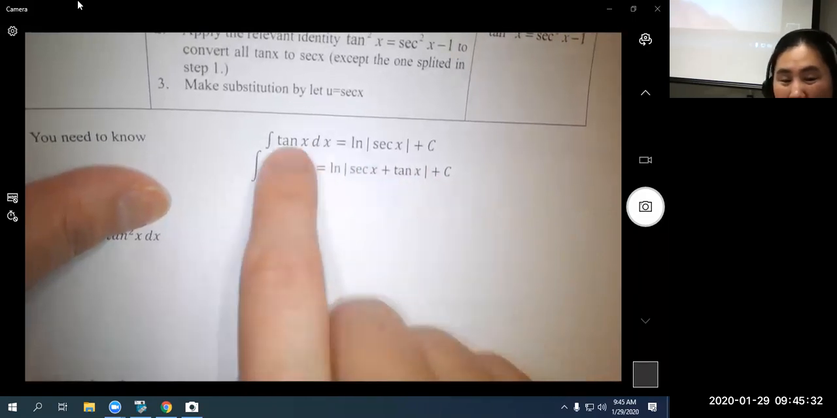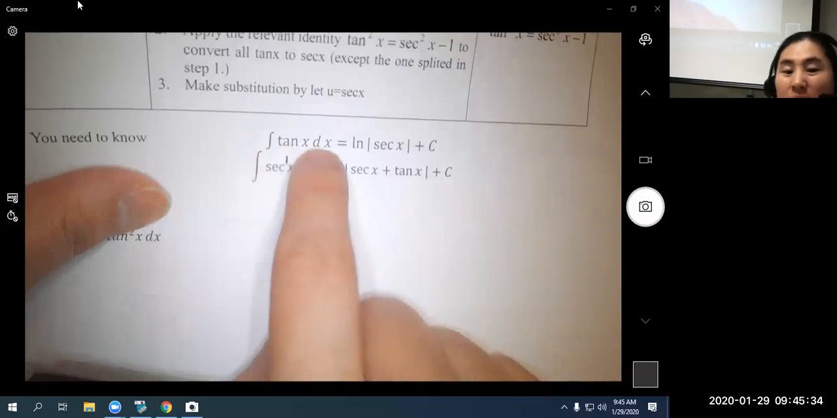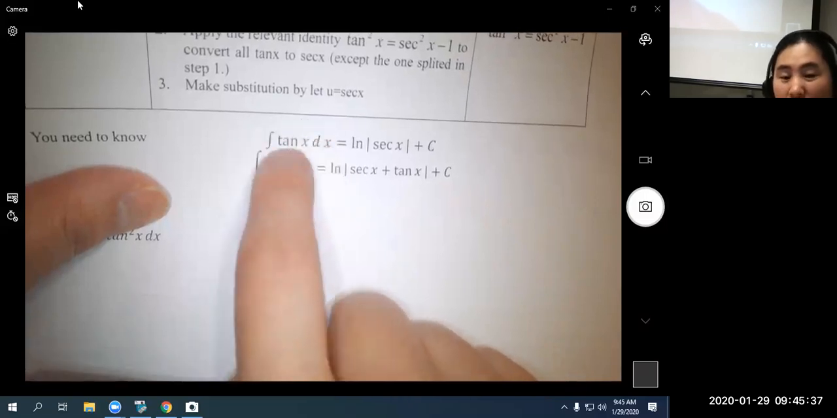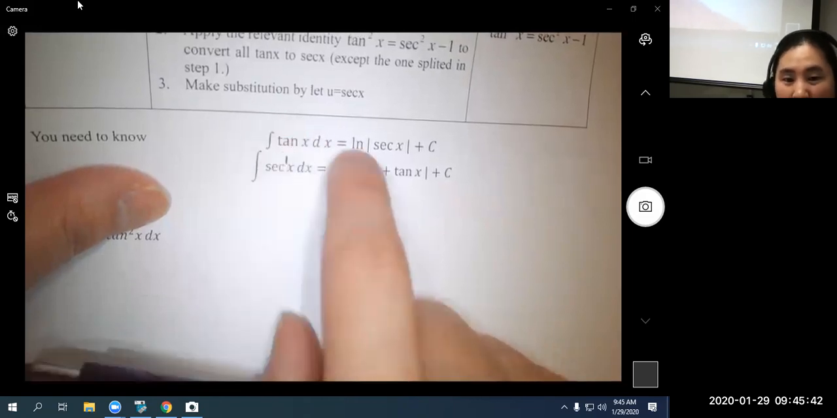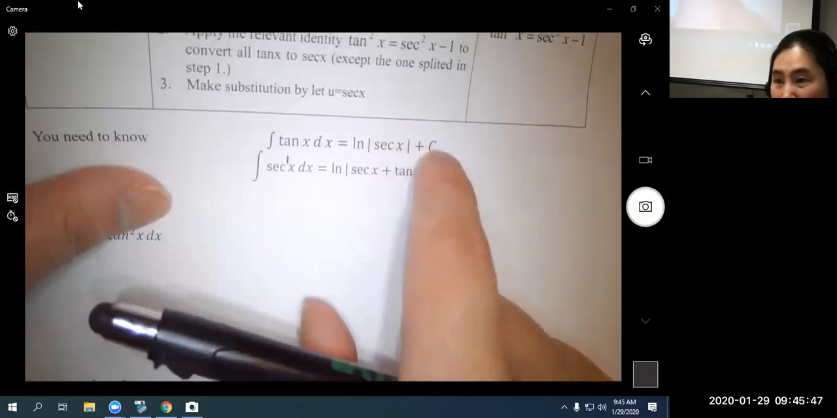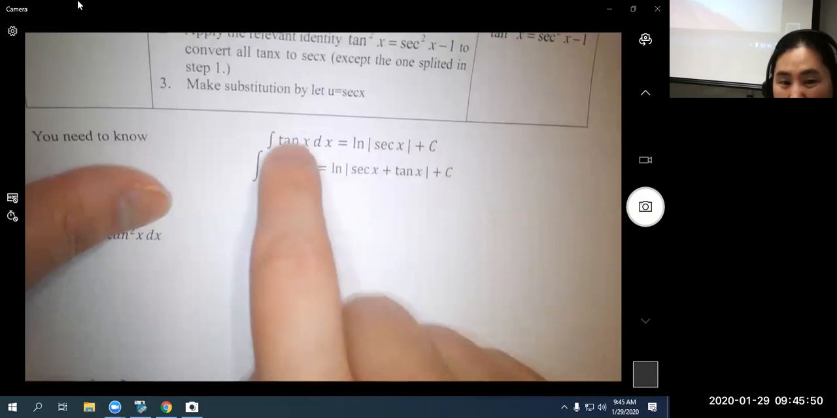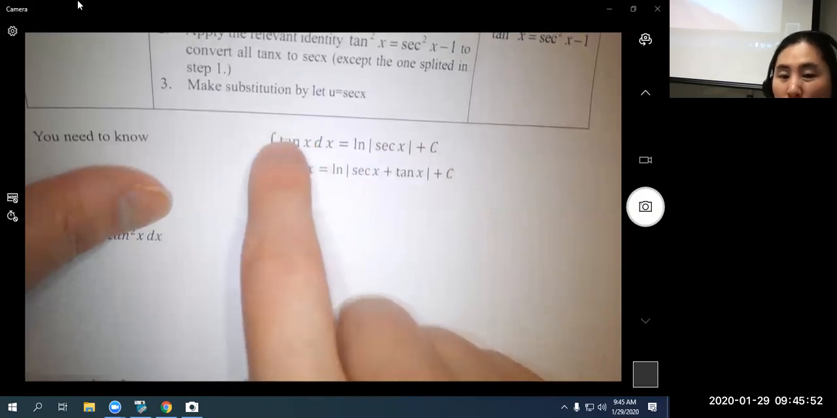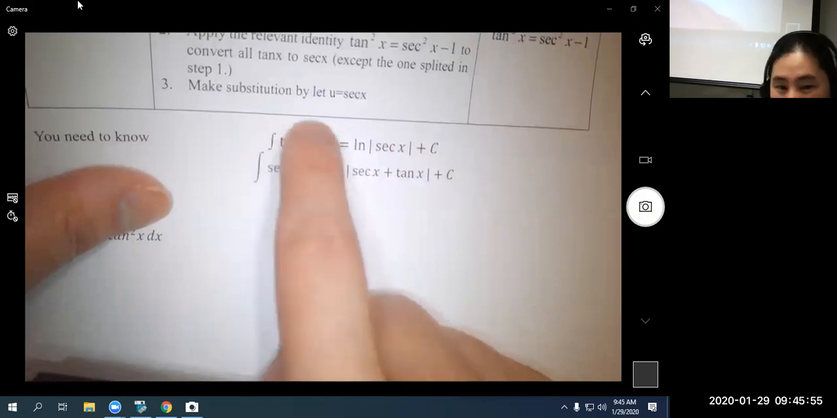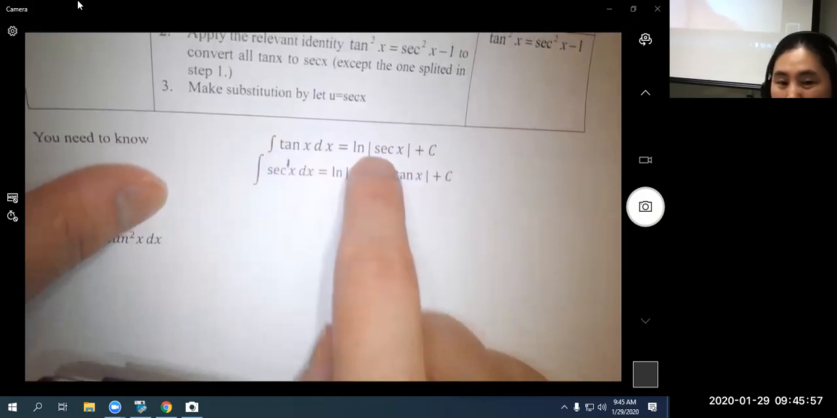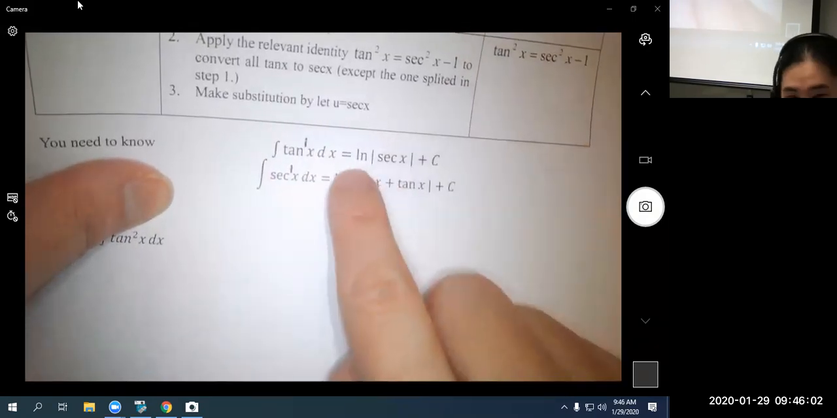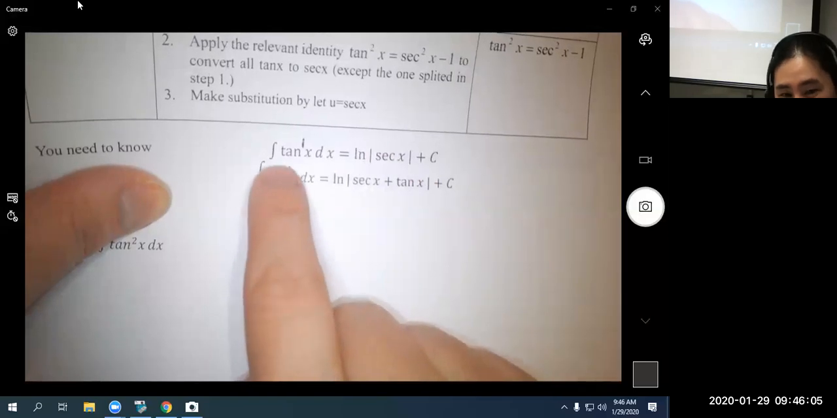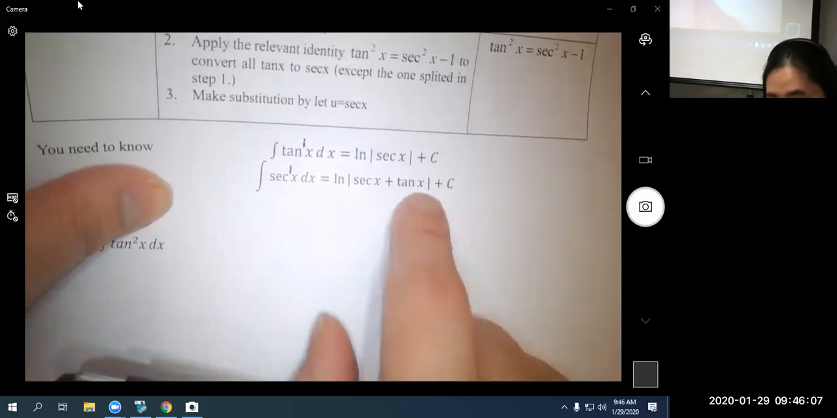And how about the integral of tangent x dx? The antiderivative for tangent x equals ln of the absolute value of secant x plus c. We're able to prove this by rewriting tangent x as sine over cosine, so you can give it a try, but here I'm not gonna prove it. So remember that when we have tangent x to the first power, the antiderivative is this, and when we have secant x to the first power, the antiderivative is this.